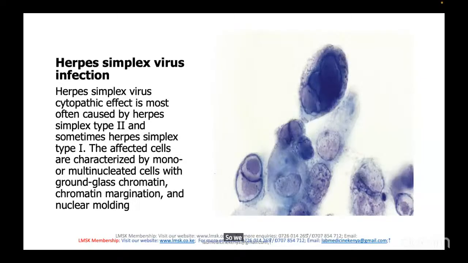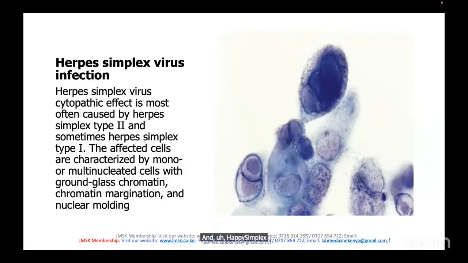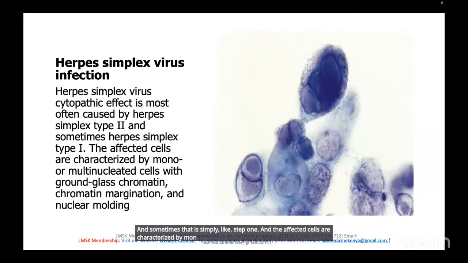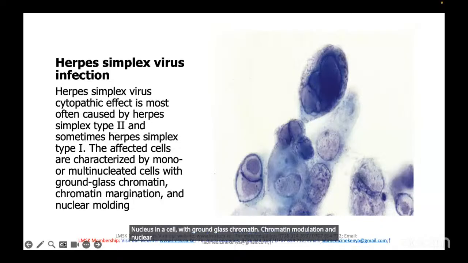So we have herpes simplex virus infection. I've tried to give quite a number of examples so that you can understand what we mean. The herpes simplex virus cytopathic effect is most often caused by herpes simplex type 2 and sometimes herpes simplex type 1. The affected cells are characterized by mono or multinucleated cells. Mono, one nucleus, or multinucleated, more than two nuclei in a cell, with ground glass chromatin, chromatin margination, and nuclear molding.